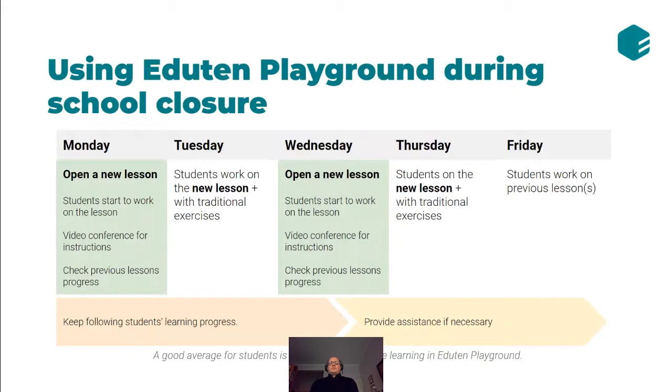If you talk about average times, then in our experience, something like 30 minutes a day of active learning in Edison Playground is probably what you use per day. As mentioned in this example, it's a good idea to provide a mixture of digital exercises and traditional exercises. You don't want to provide too much screen time for students, especially when they're working remotely, when there's going to be a lot of screen time anyway, a lot of time in front of the computer. So I think it's a good idea to provide some traditional lessons and some digital lessons and create a good mixture that way.